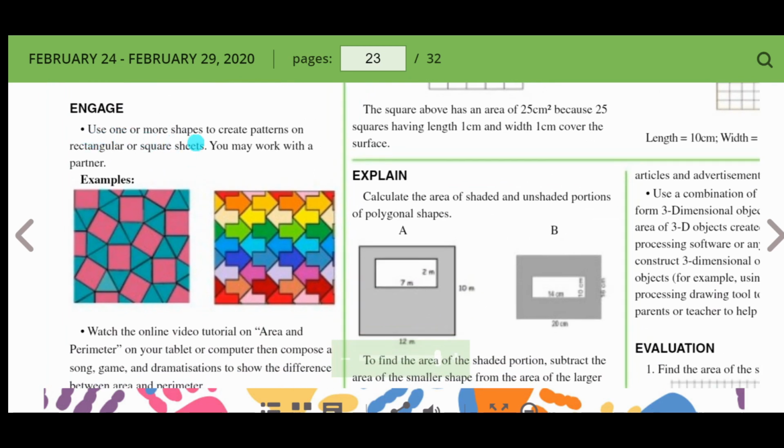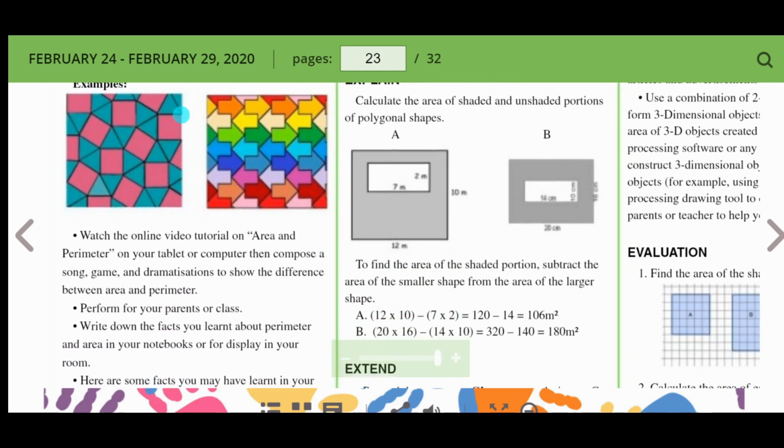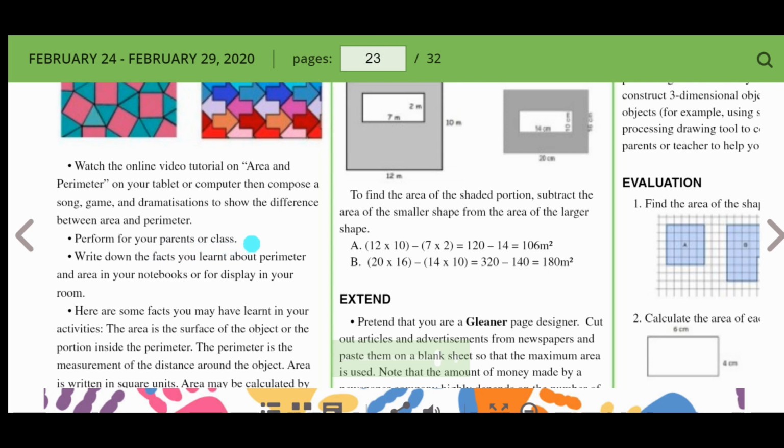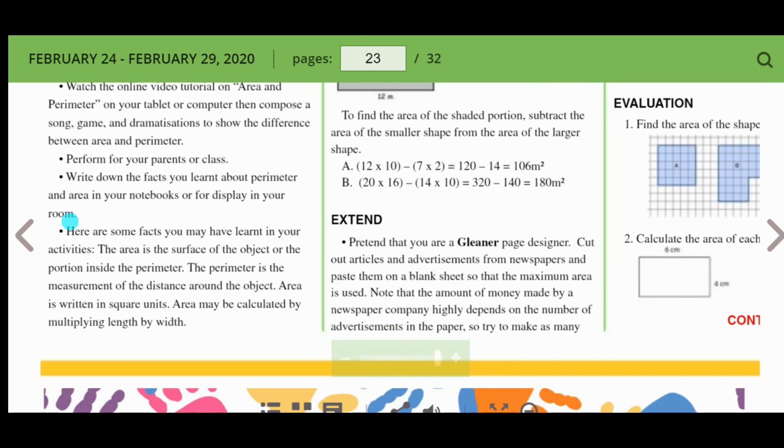Use one or more shapes to create patterns on rectangular or square sheets. You may work with a partner. Here are examples. Now it says, watch the online video tutorial on area and perimeter on your tablet or computer, then compose a song, game, and dramatization to show the difference between area and perimeter. Perform for your parents or class. Write down the facts you learned about perimeter and area in your notebooks or for display in your room.